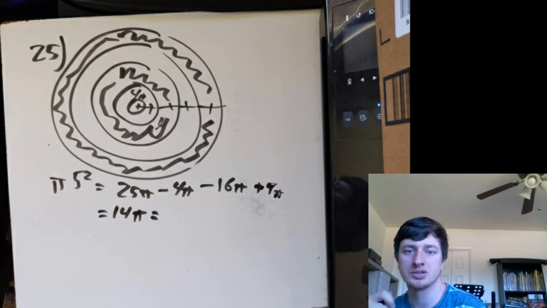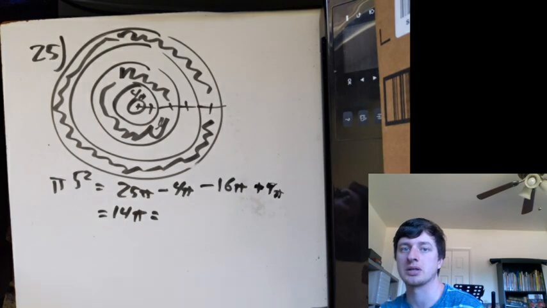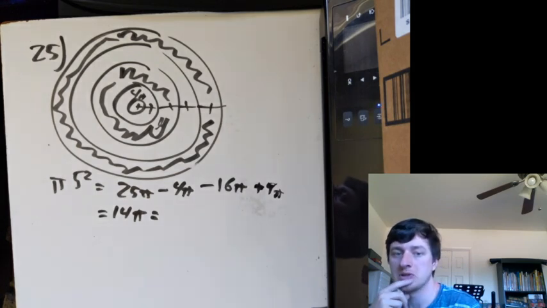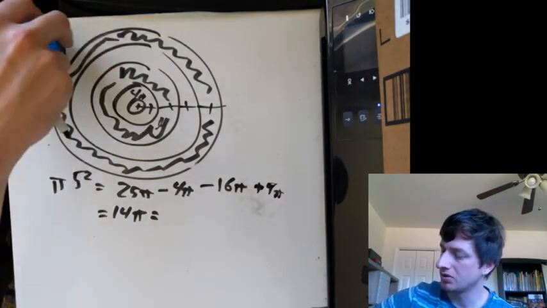Okay, and then 26 is the same. It's going to be half of a circle. We subtracted the middle out, and then we divide by 2. So I'm not going to do 26. 27, though. Ooh, and 28 is this one. We'll do 27. So 27 here.